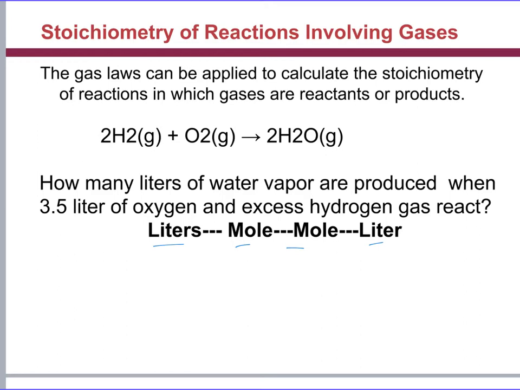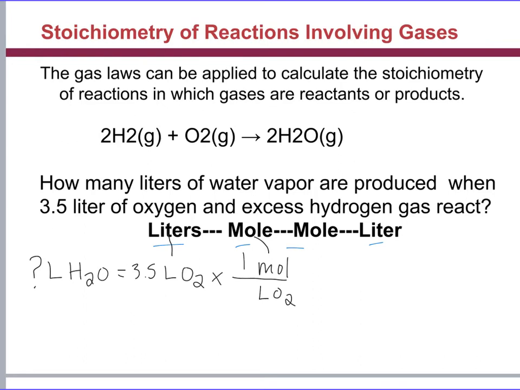So how many liters of water vapor are produced if you start with 3.5 liters of oxygen gas? Okay, so once again, we started with liters, there's our liters to liters, now we've got to go to moles. You know you've got liters in the numerator, so liters of O2 has to go on the bottom, and we're trying to get to moles. Once again, liters to moles to liters, there's our mole on top, doing so good so far.